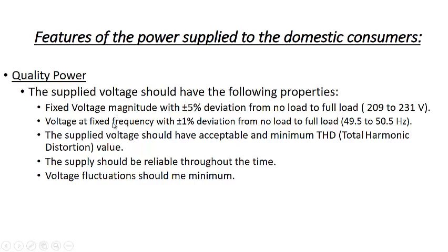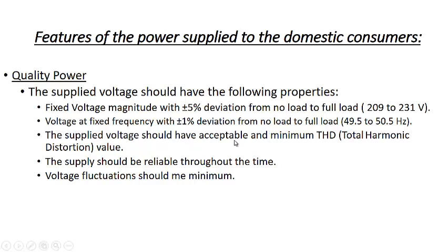Similarly, we should have a fixed frequency voltage. Its frequency should not vary. In this case also we may allow a plus minus 1% deviation from no load to full load. We can see that the frequency may change from 49.5 to 50.5 Hertz for a 50 Hertz system.